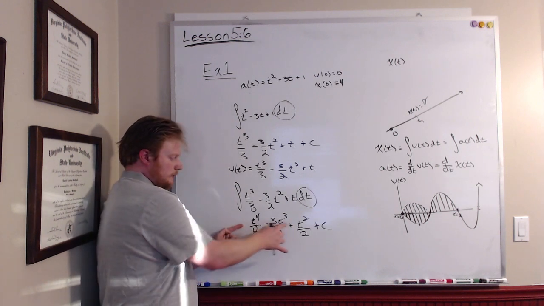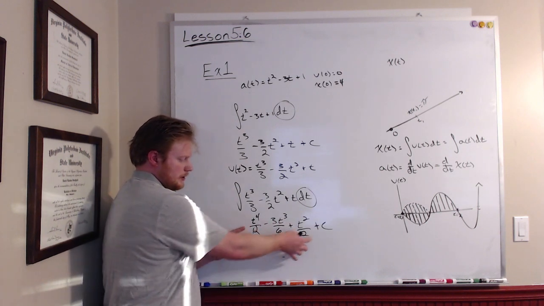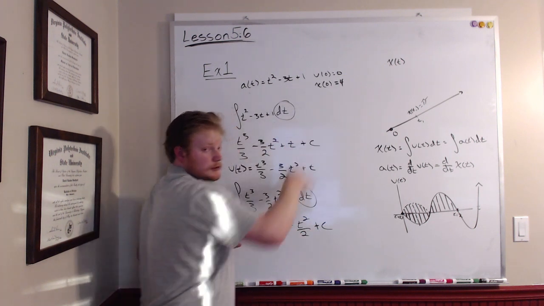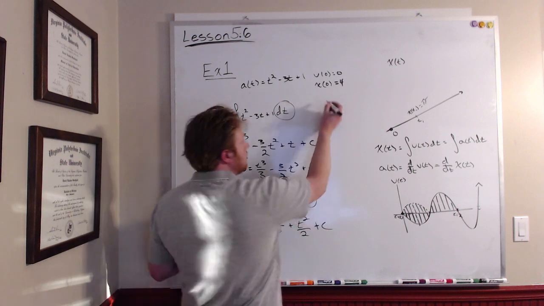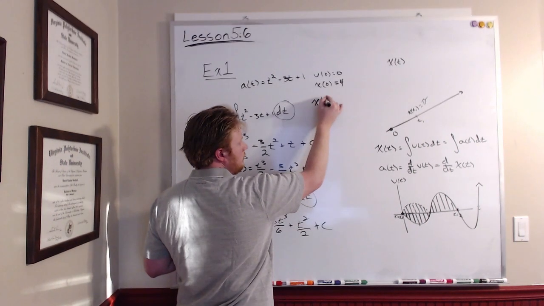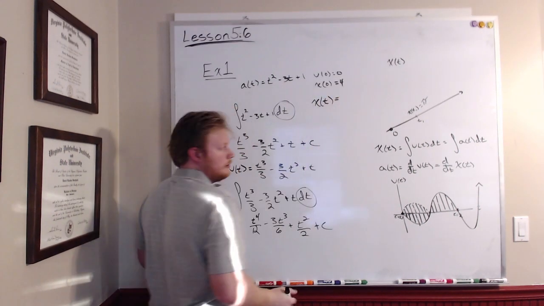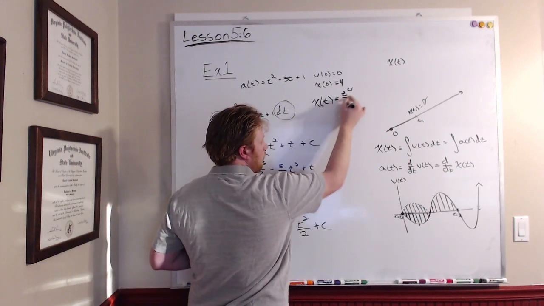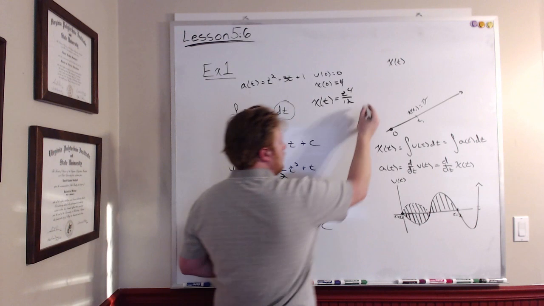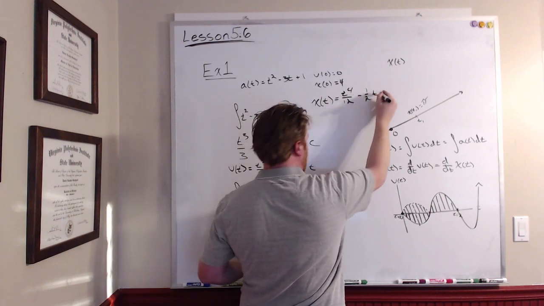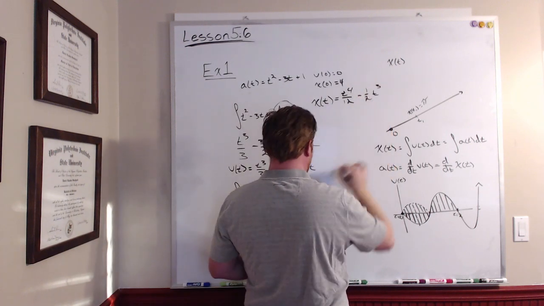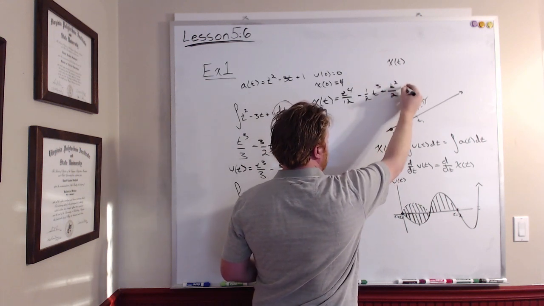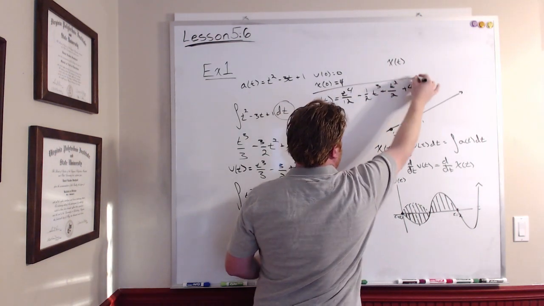Now I got to solve for c, but I was given the initial position. So when t is 0, I'm going to get 0 minus 0 plus c equals 4. So c's got to be 4. So the answer here, the equation for position, is t to the 4th over 12 minus 1/2 t cubed plus t squared over 2 plus 4.